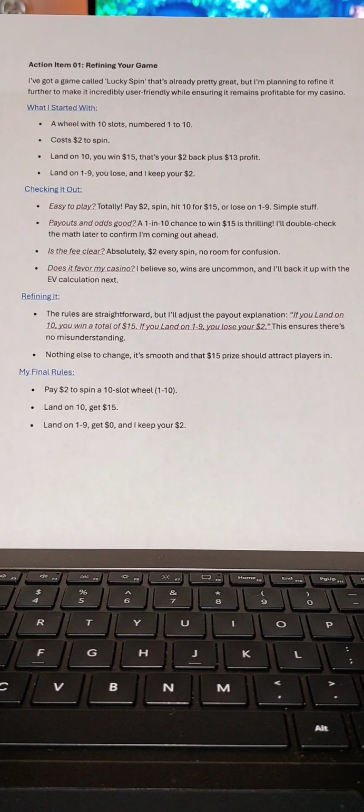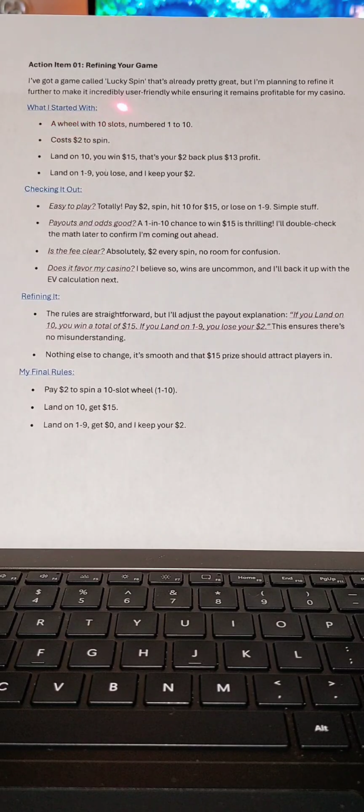Expected value part 2. Action item 1, refining my game. I've got a game called Lucky Spin that is already pretty great, but I'm planning to refine it further to make it incredibly user-friendly while ensuring it remains profitable for my casino.